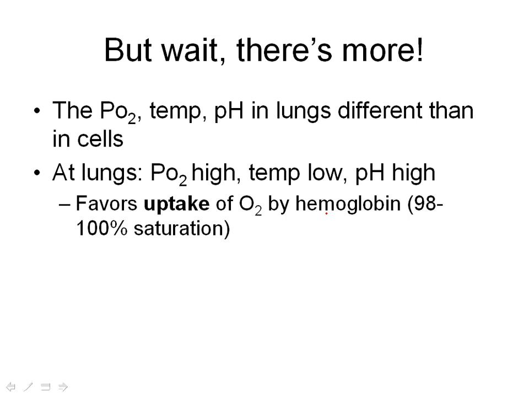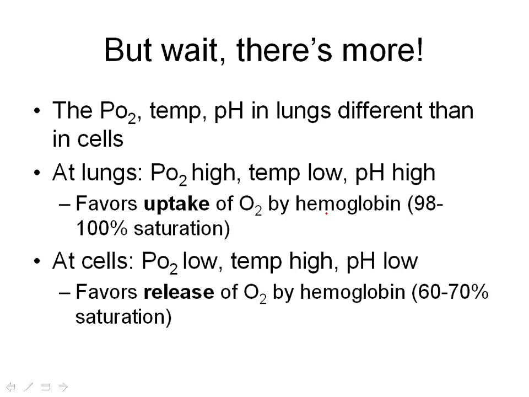And then we actually want the reverse at our cells because we want to deliver the oxygen to the cells so they can use it for cellular respiration. So at your cells, all of those three conditions, they reverse. The concentration of oxygen is lower. So oxygen will want to diffuse just by concentration gradients, high to low. The temperature is higher, especially if you're working hard, your muscles will get really warm.